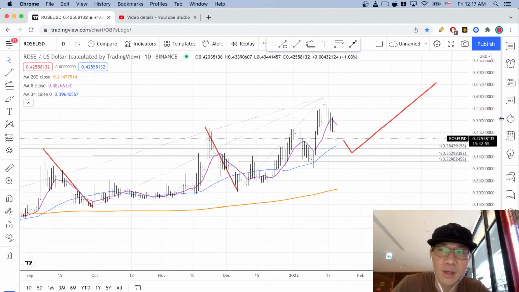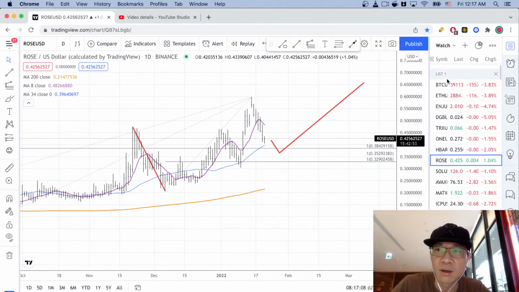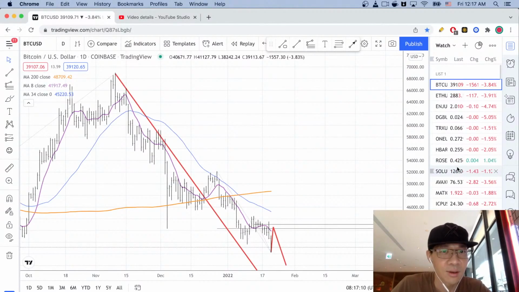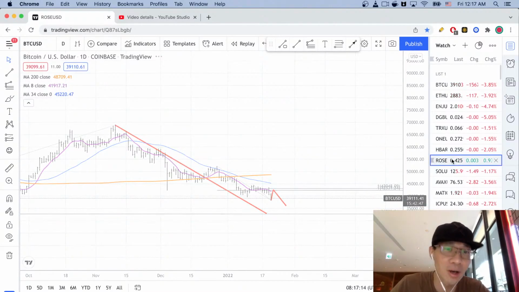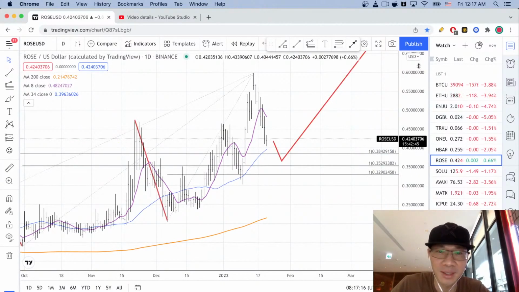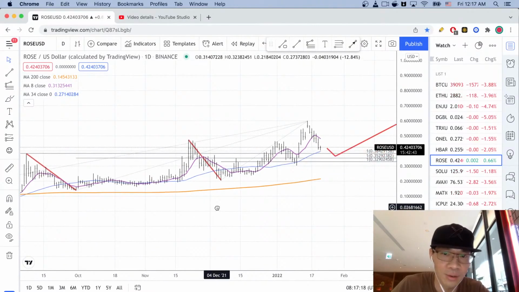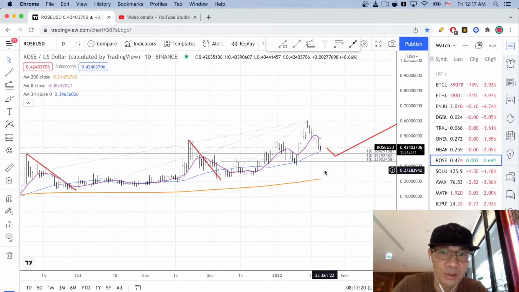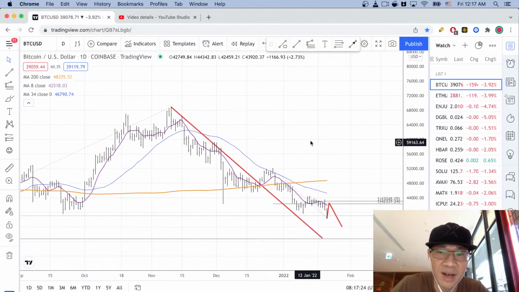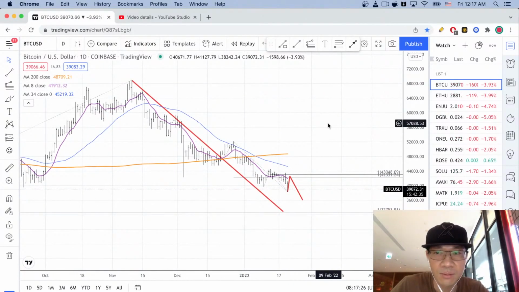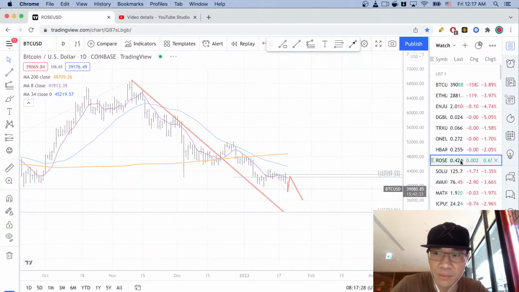Okay, comparing Rose versus Bitcoin. Which is a better chart to go long? Do I want to go long with a chart with a nice series of higher highs and higher lows above that 200 moving average? Or am I going to struggle against all these 200 moving averages on my way back up? Which is a better chart to trade, right?